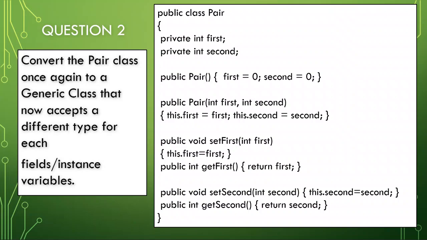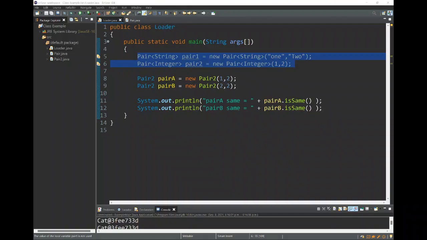But first, question 2: convert the pair class once again to a generic class that now accepts a different type for each of the field or instance variables. So int first, int second, the same one that we had, but now we want to have two types. Switching back to coding it live.